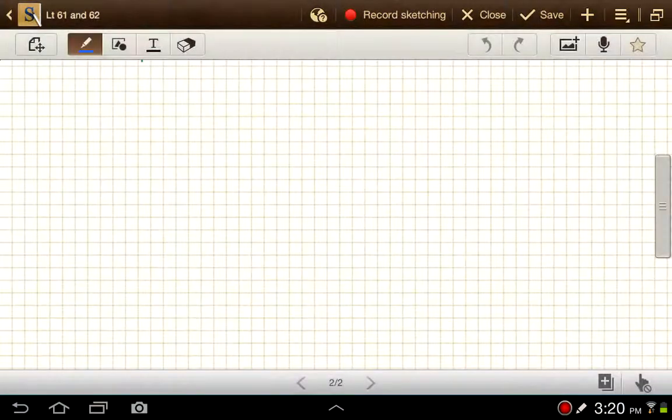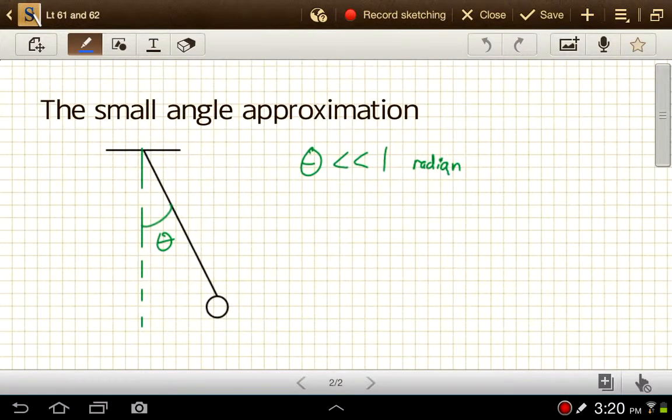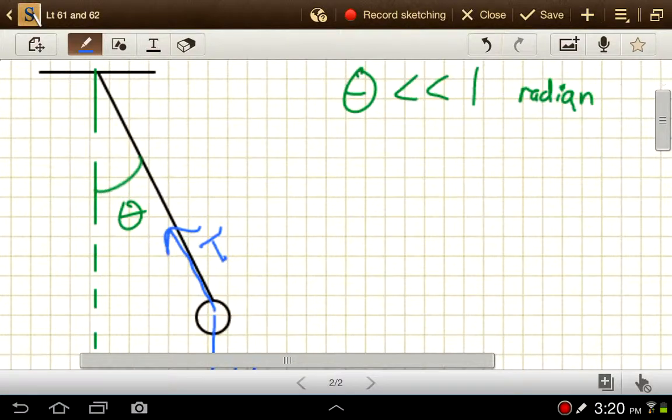The other part to pendulums that we need to talk about is something called the small angle approximation. The idea here is that if we look at the forces on this pendulum at some moment in time, we've got weight always downward, and we've got our tension force along the direction of the string. Now, if we broke that tension force up into the part of the tension force that pulls the ball back toward equilibrium, that part would be T times the sine of theta.